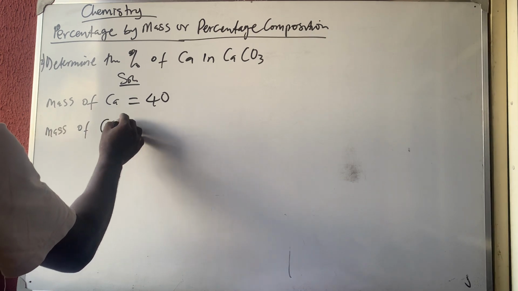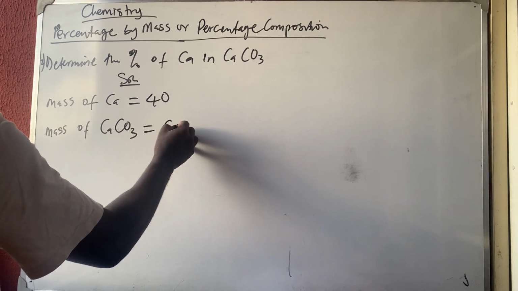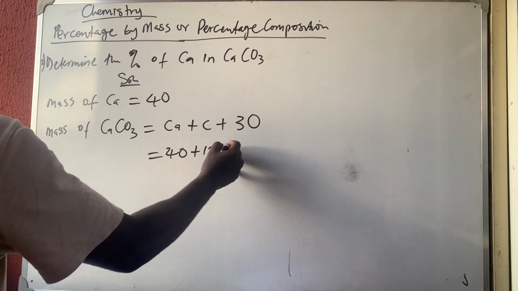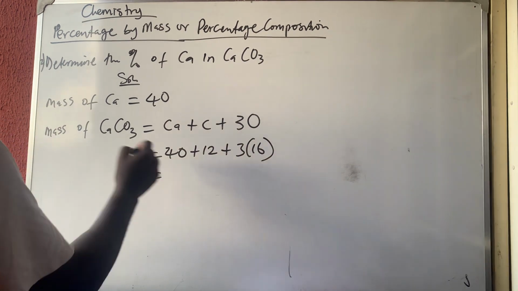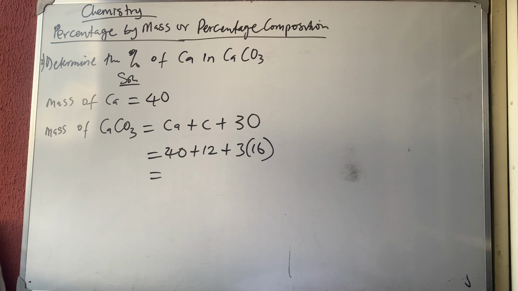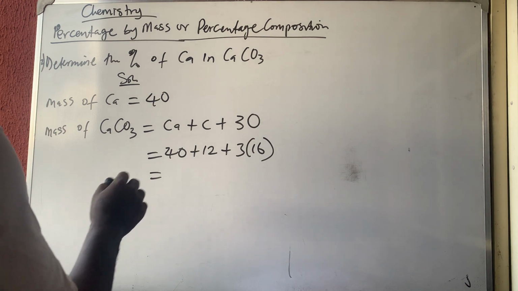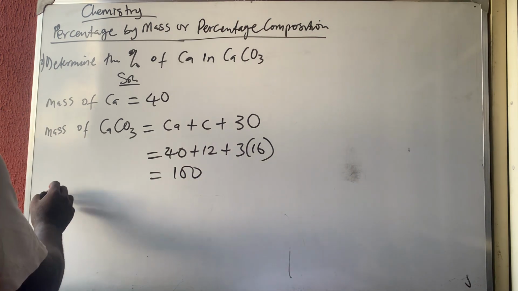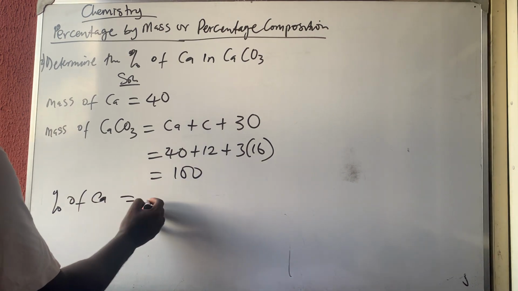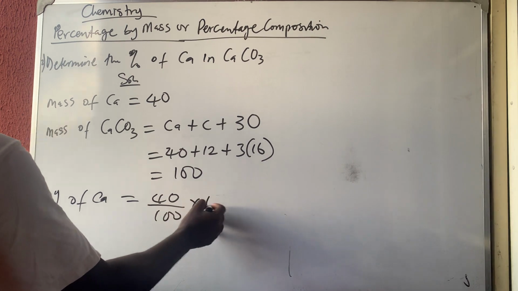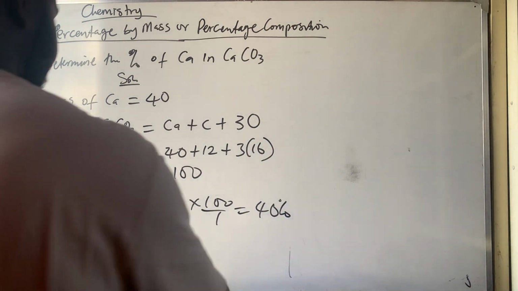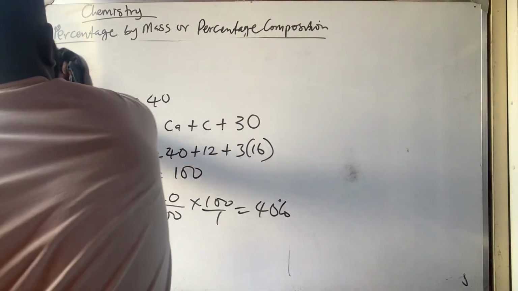Mass of CaCO3, which is Ca plus C plus 3O, which is 40 plus 12 plus 3 into 16. So everything is giving me 100. Therefore percentage of Ca will now be 40/100 times 100/1, which is 40%. Very, very simple.